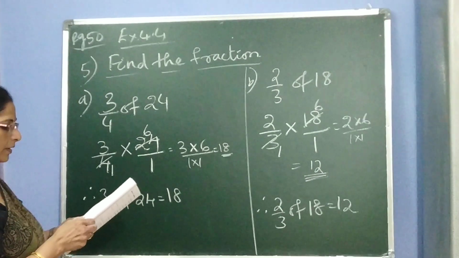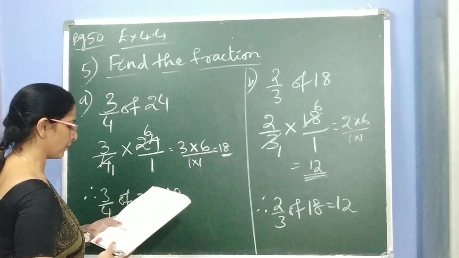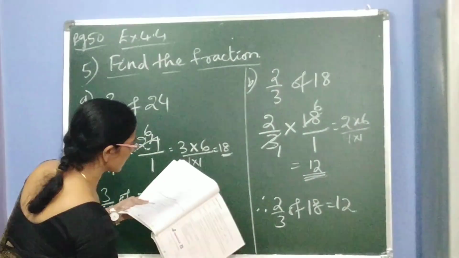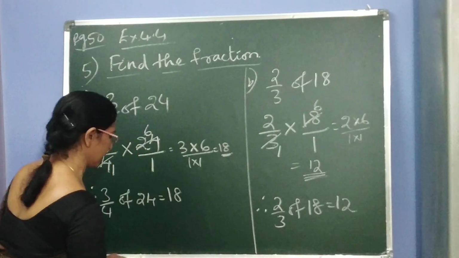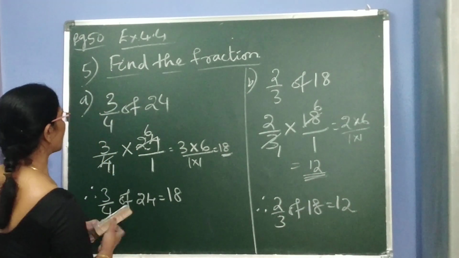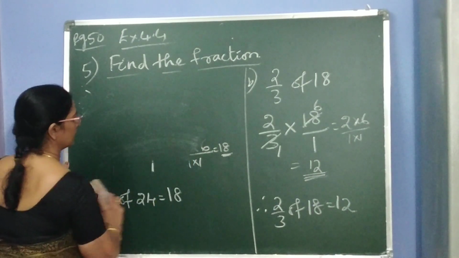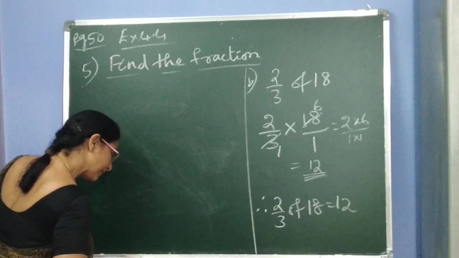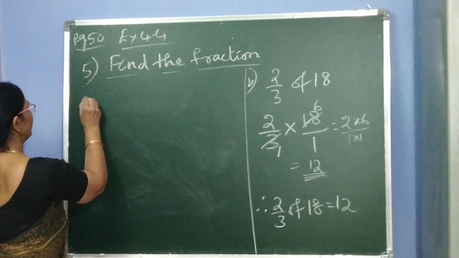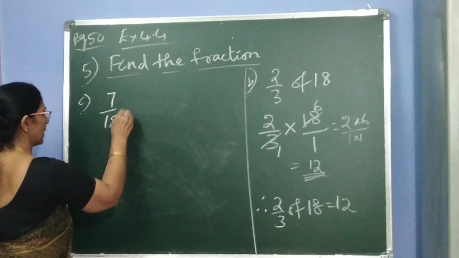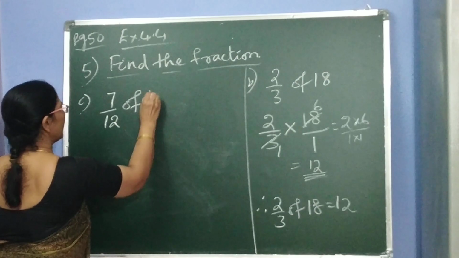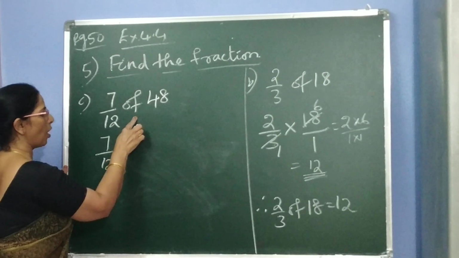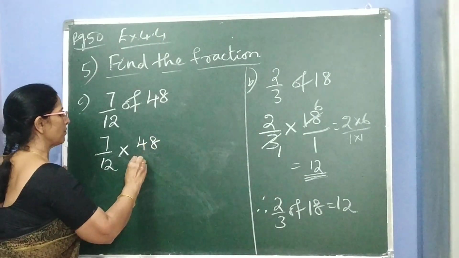Here see the D1. 3 by 5 of 75. Okay, the last three sums I would like to give as homework. I'll go for C1. Here, copy down these two in your classwork. C1, 7 by 12 of 48. Here 7 by 12 into 48 by 1.